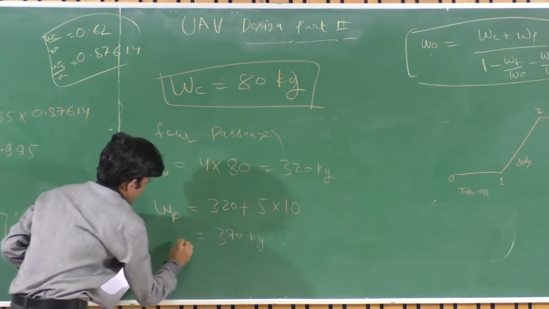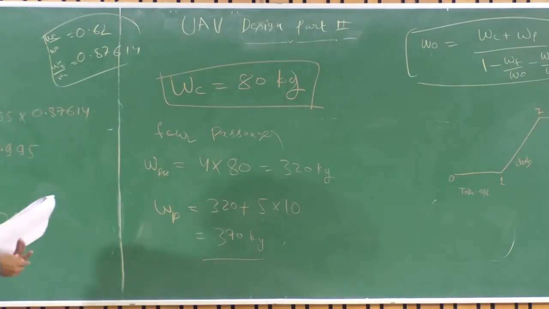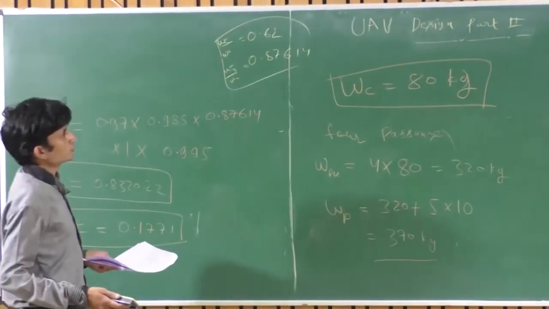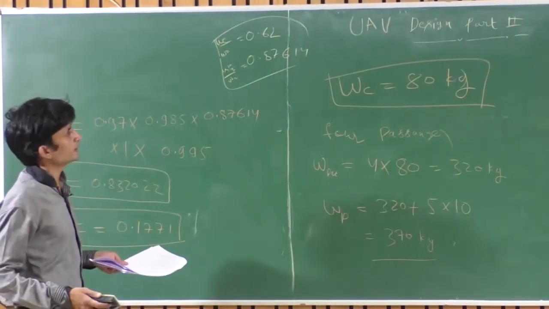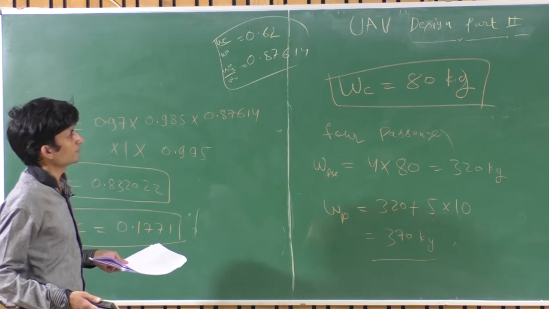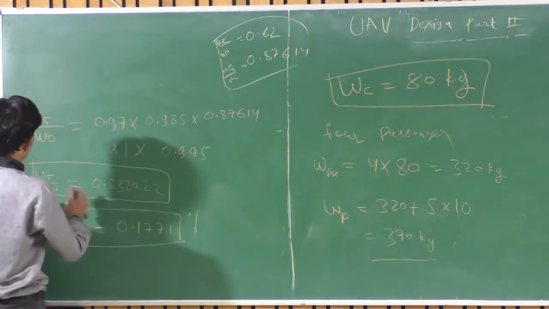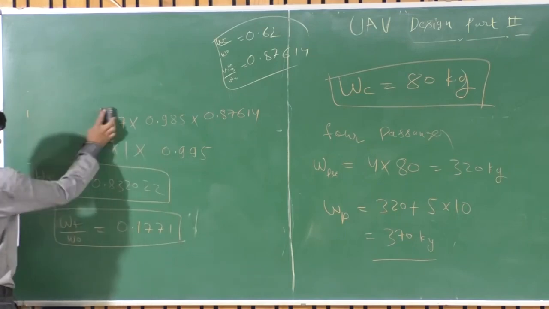Okay, this is nothing but your payload weight. I think you got all these things. WC is also crew weight, WP is payload weight, WF by W naught is the fuel fraction, and WE by W naught is the empty weight. So you just substitute this value, you will get the answer.